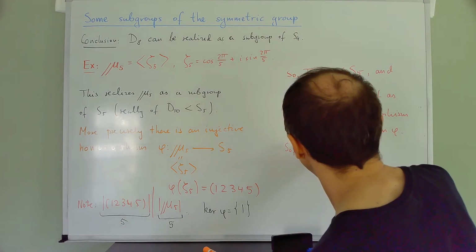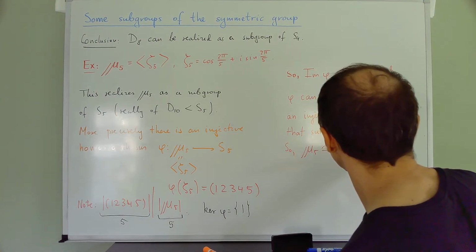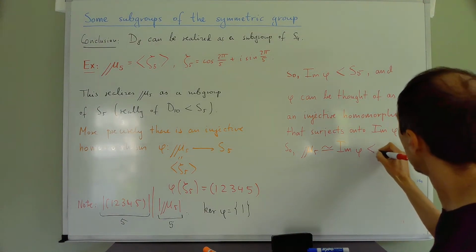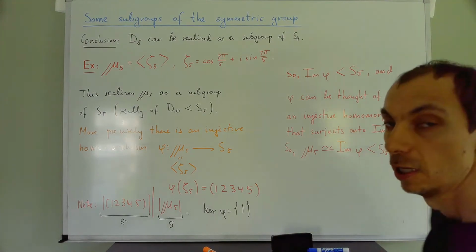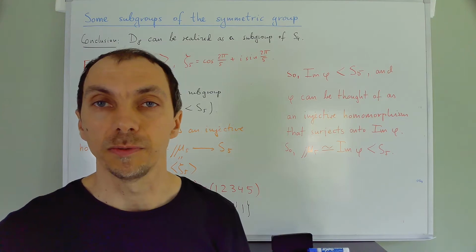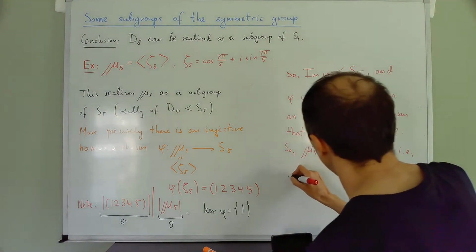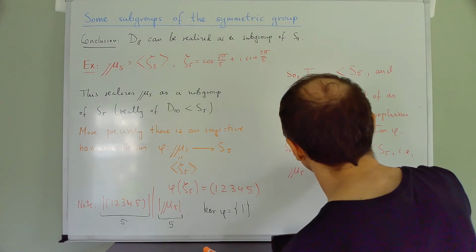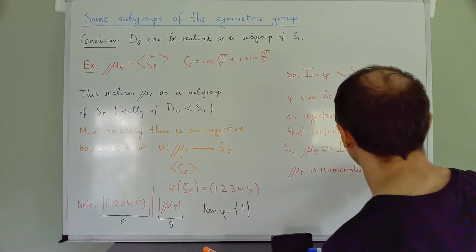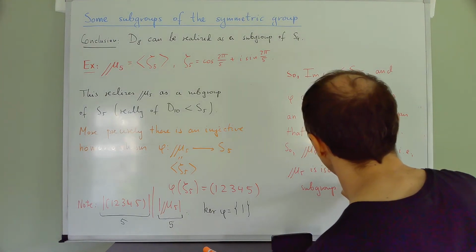So, mu5 is isomorphic to the image, because it's a bijective homomorphism to the image. And that is a subgroup of S5. So the way we say it is mu5 is isomorphic to a subgroup of S5, i.e. mu5 is isomorphic to a subgroup of S5.